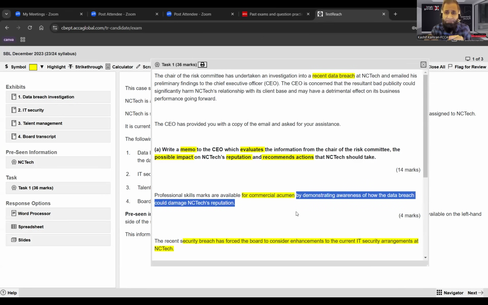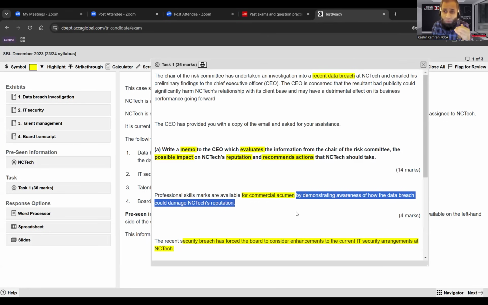By demonstrating awareness of how the data breach could damage the reputation of the company. So when I'm writing the answer above about the data breach for 14 marks, I need to ensure that the data breach I am talking about will affect the reputation of my company. If I'm telling the examiner how it will impact the reputation, and I'm giving the basis and the justification of how it will have a negative impact on my reputation, I'm scoring not just the technical marks, but also the professional marks.